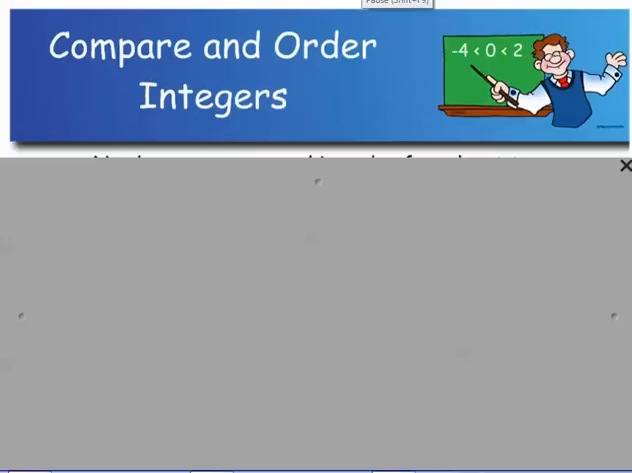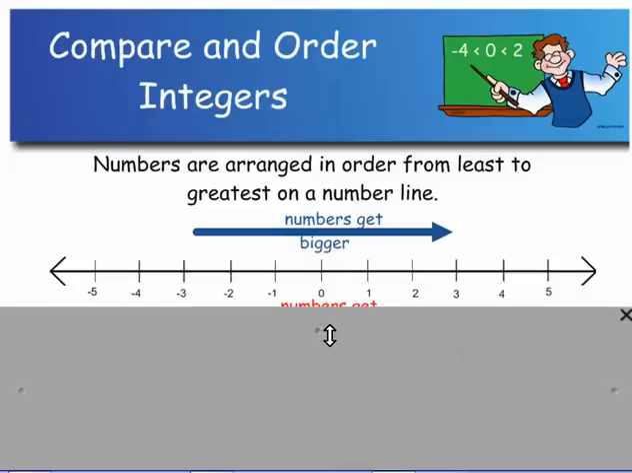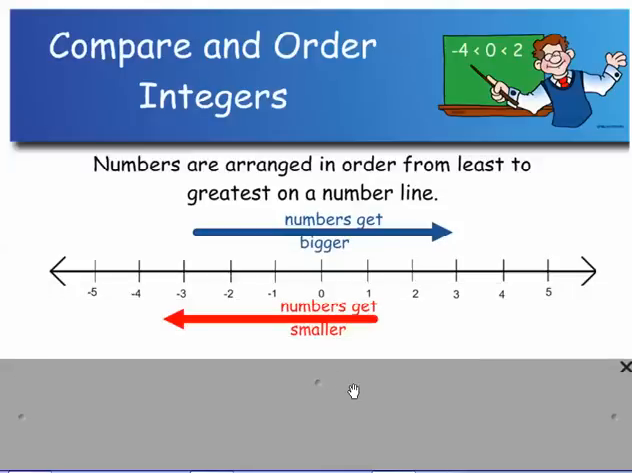All right, guys, we're on day 3, comparing and ordering integers. Remember, integers are positive and negative numbers. So again, if we are going to compare them, looking at a number line does help. So we're going to use number lines today, and also trying to compare them using inequalities or greater than or less than signs.